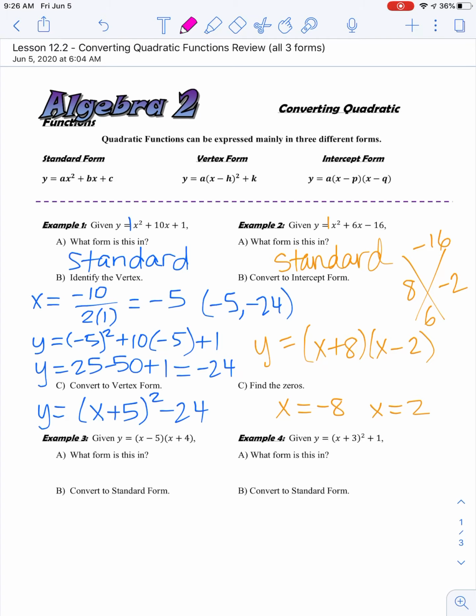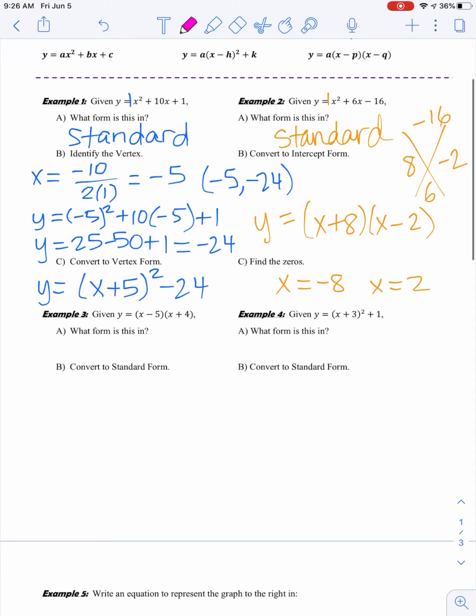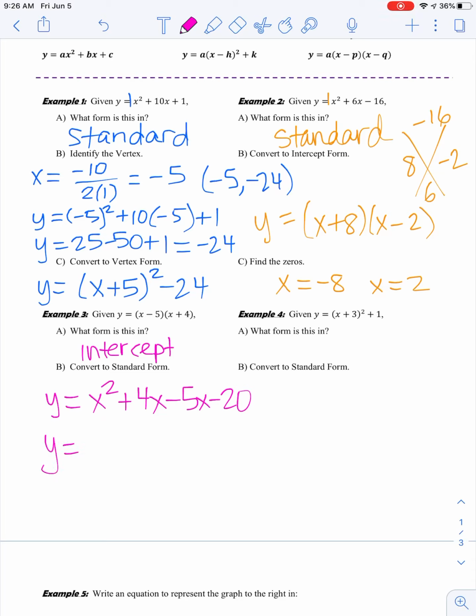So we started with standard form, converted to vertex, started with standard form, converted to intercept form. Now we're starting with intercept form in number 3, and we're converting to standard form. So all we're going to do here is multiply those binomials together, or in other words, FOIL. So if I do x times x, I get x squared. The outer is plus 4x. The inner is minus 5x, and the last is minus 20. So y equals x squared minus x minus 20.